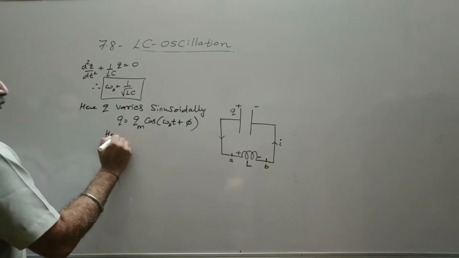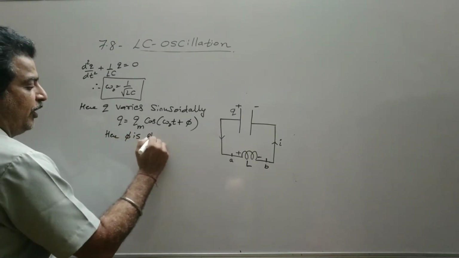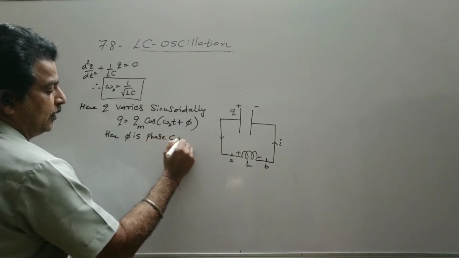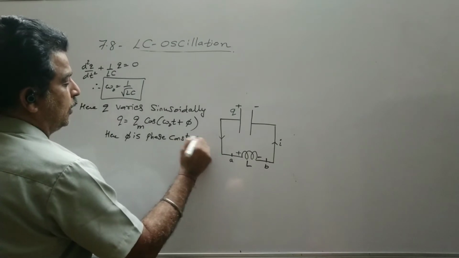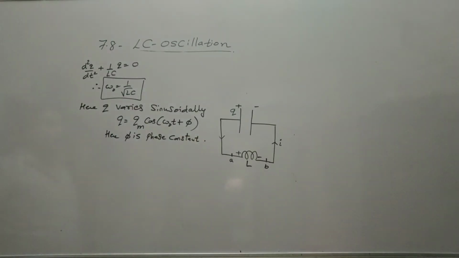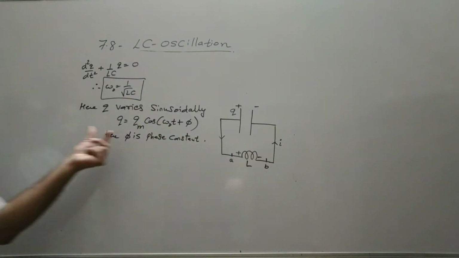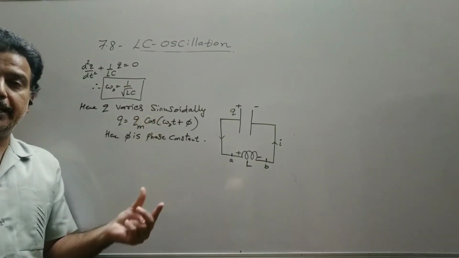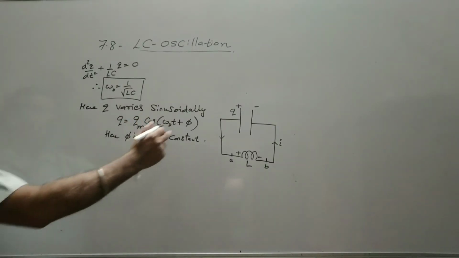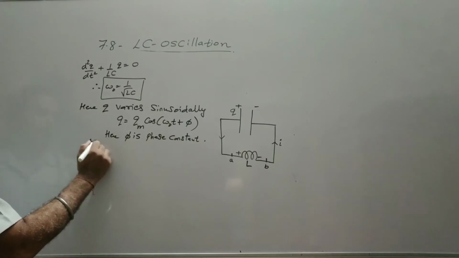Here phi is the phase constant. Here we call phi a phase constant. So Q is varying sinusoidally, which means Q is a function of cosine. Now let us find out the value of this phase constant.